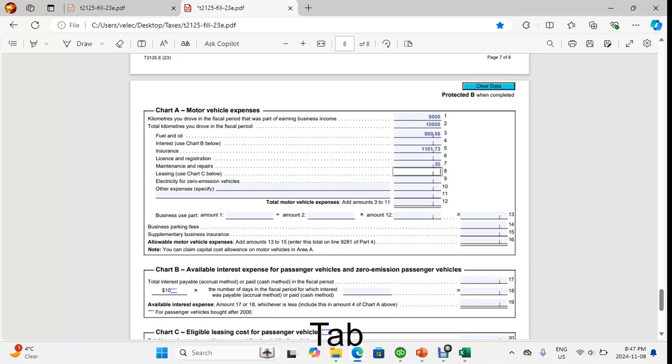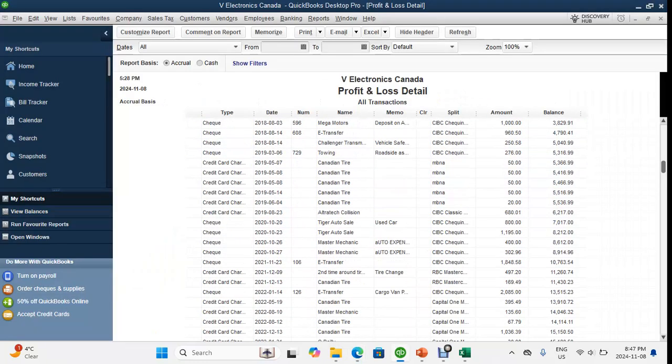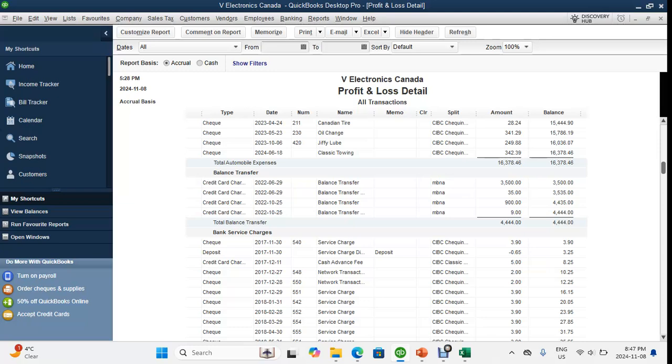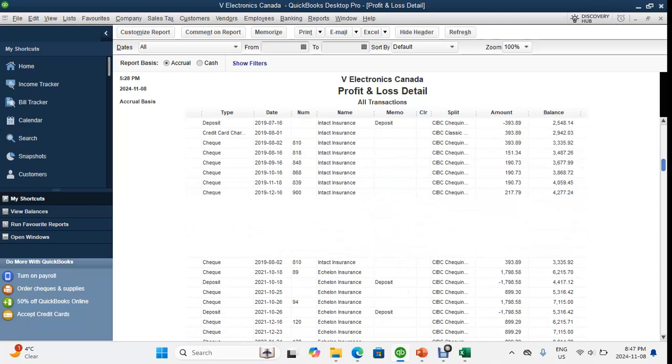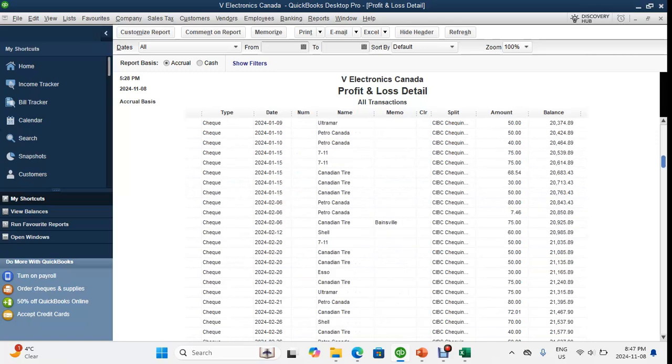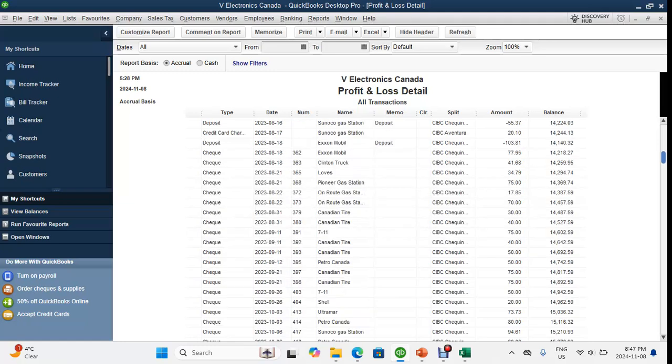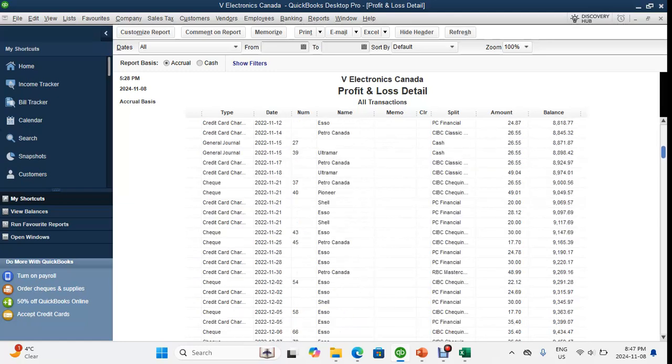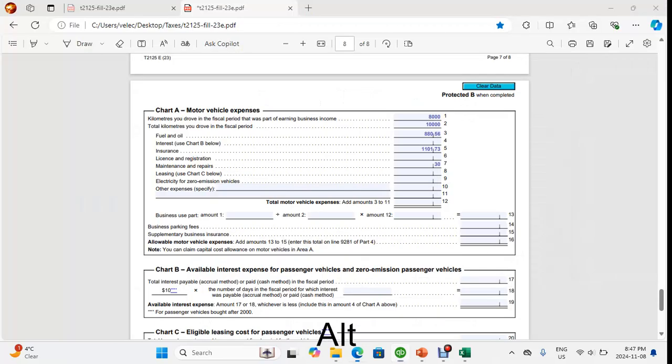So $30. This has to do with money that you paid to your mechanic, for example, or money that you paid to fix your car, let's say a DIY job to change your tires, or for a battery booster cable, so on and so forth, from Canadian Tire or any other source. So let's say this is 30 bucks. Leasing, use chart C below, so we'll use chart C. We'll come back to this part as well.